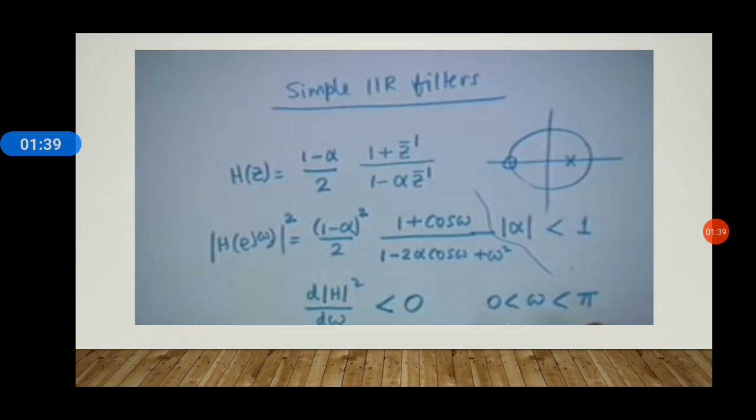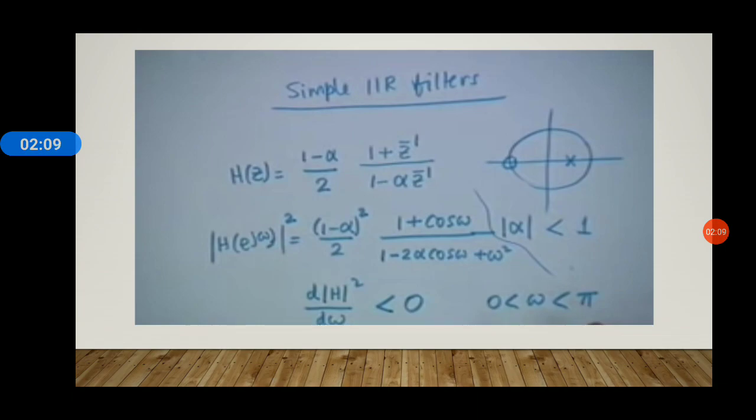In order to ensure that, we need to introduce a scalar component, that is, multiply (1 plus z inverse) divided by (1 minus alpha z inverse) with (1 minus alpha) by 2. That normalizes the DC component, ensuring the magnitude of H(z) is 1 at z equal to 1. So here we can now say that H(z) is a simple IIR low pass filter.